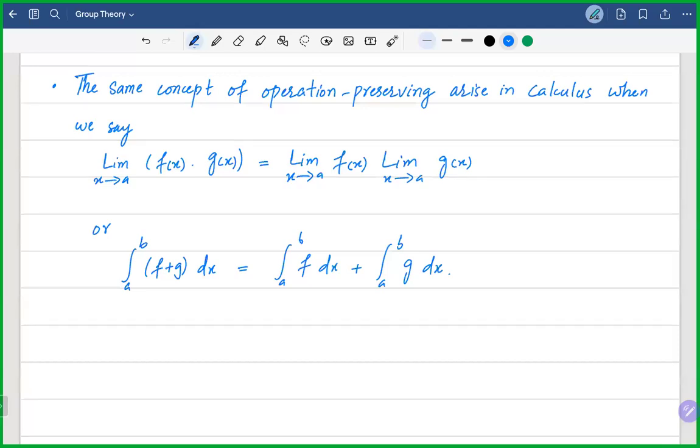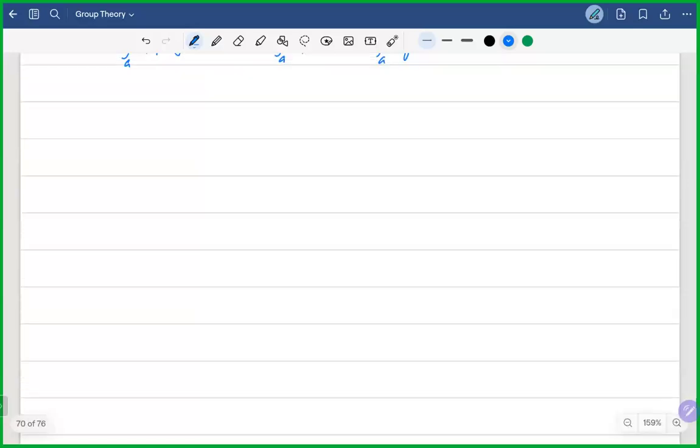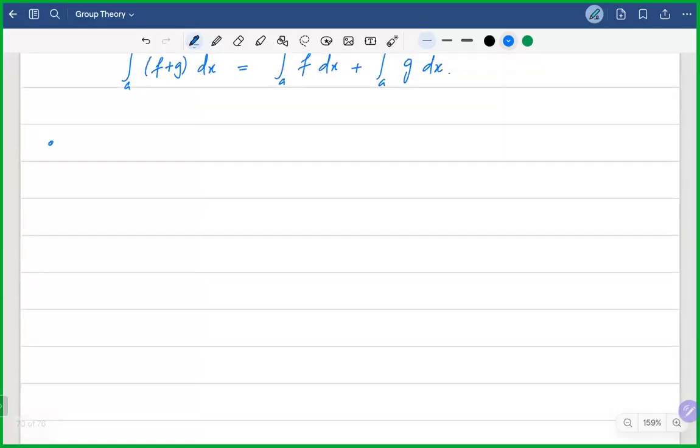Okay. Now in linear algebra, an invertible linear transformation from a vector space V to a vector space W is a group isomorphism from V to W. Every vector space is an abelian group under vector addition. That's again an application in linear algebra. So let's write that also. It's a useful example.